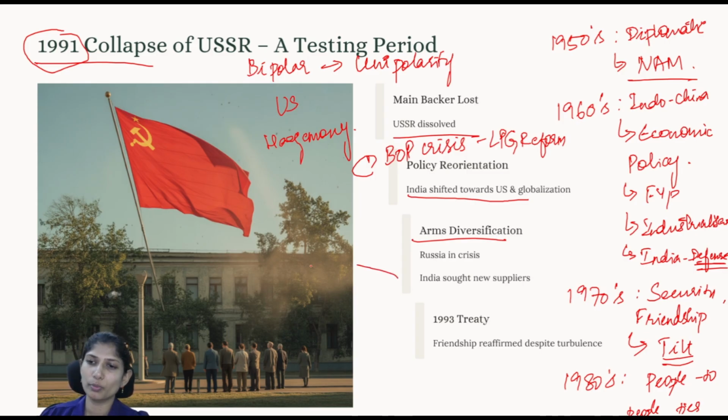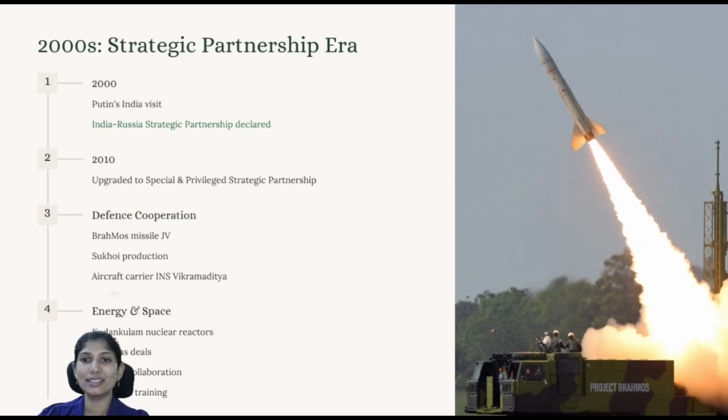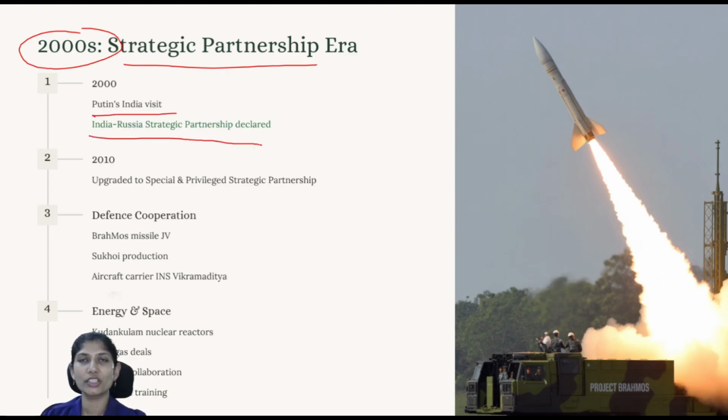Here, new suppliers would be France, Israel. Yes. Despite this turbulence, now the USSR is disintegrated, but there remained Russia. So we had to reaffirm our friendship with our 1993 treaty in order to beat these odds. Then we enter the era of the 2000s, which is a strategic partnership era, wherein Putin visits India, and India-Russia strategic partnership is declared.